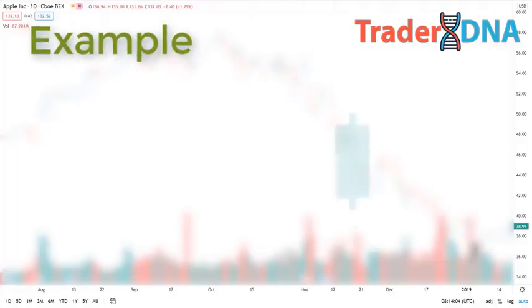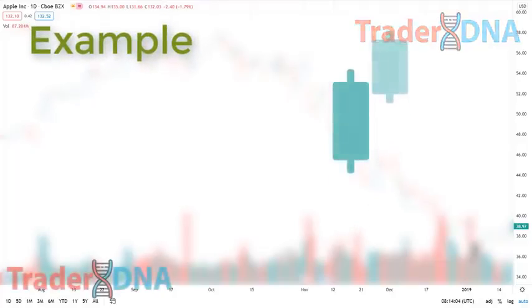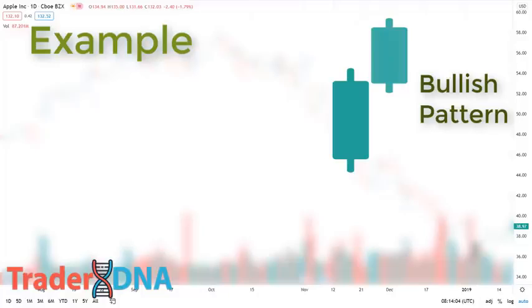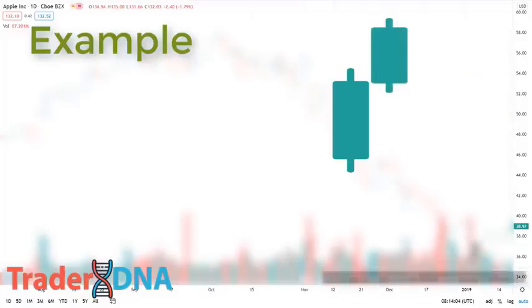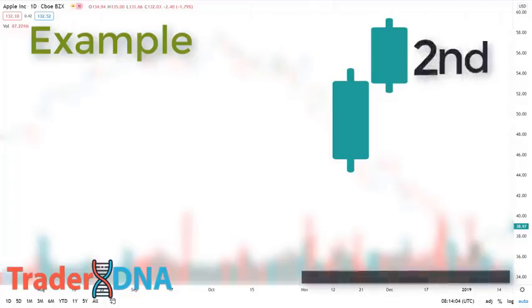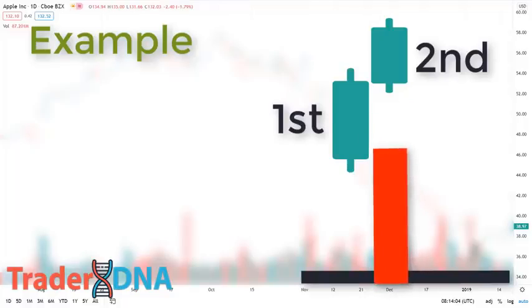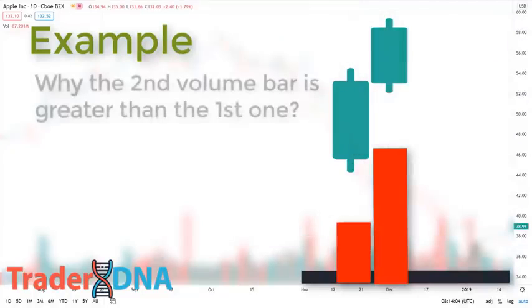Here is the example. What is it telling us? Bullish pattern. 2 consecutive higher close candles. And now, let's add volume bars to these candles. Second candlestick range is smaller than first candlestick range. The volume bars are red. Second volume bar is greater than first volume bar. Think why the second volume bar is greater than the first one.